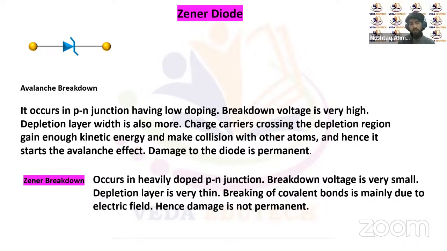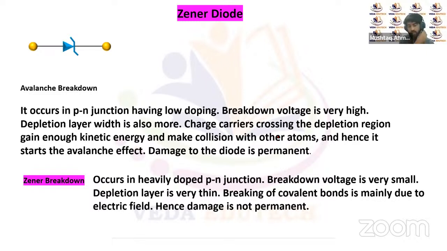Another breakdown is what we call Zener breakdown. Zener breakdown actually occurs in a heavily doped p-n junction diode. The breakdown voltage is very small and the depletion region is very thin. We know that for reverse bias condition, in the case of avalanche breakdown, the depletion region is very wide, or we can say the breakdown voltage is very high.